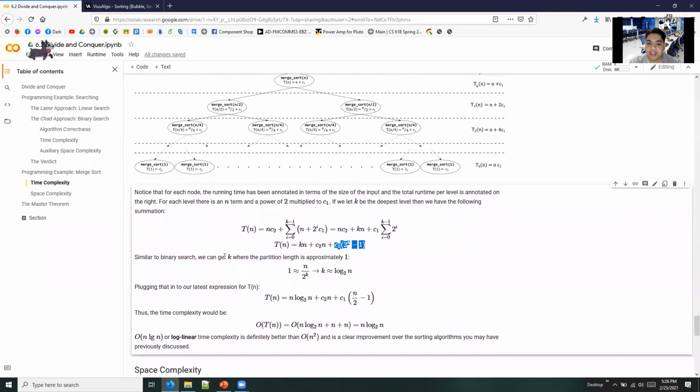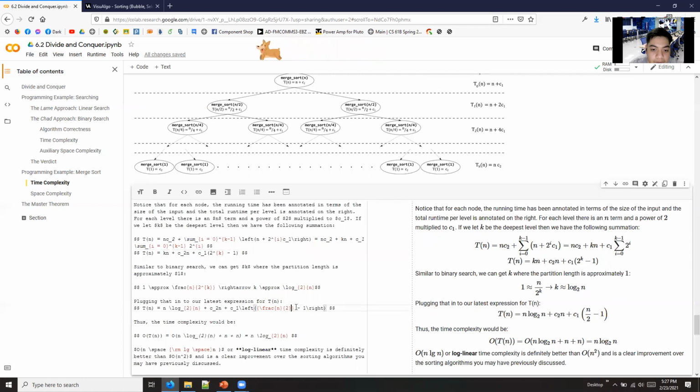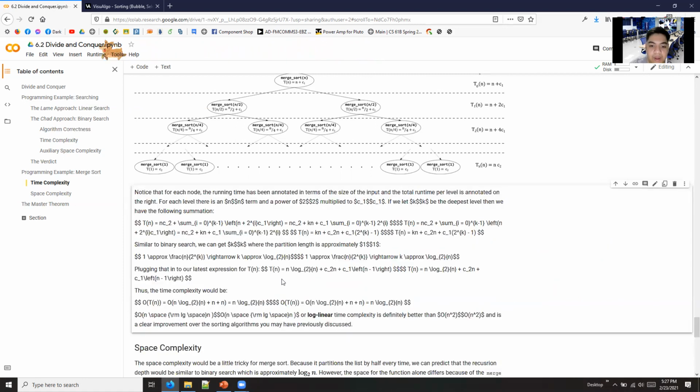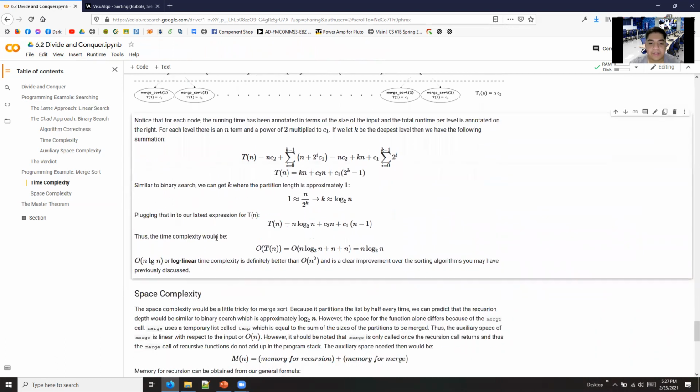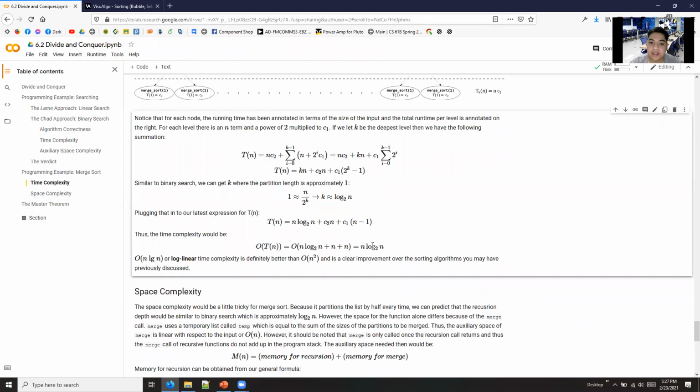Now, similar to binary search, we can get k, or the deepest level, when the partition length is approximately 1. So that means k is approximately the log base 2 of n. Substituting this to this equation right here, we get n log n plus c2 n plus c1 times n over 2 minus 1. Why is that n over 2? I think this should just be n minus 1. Okay.